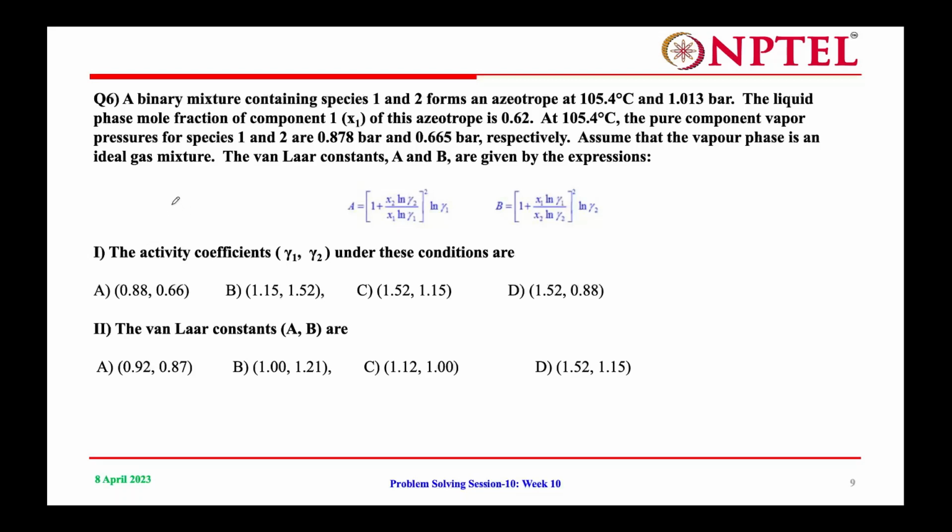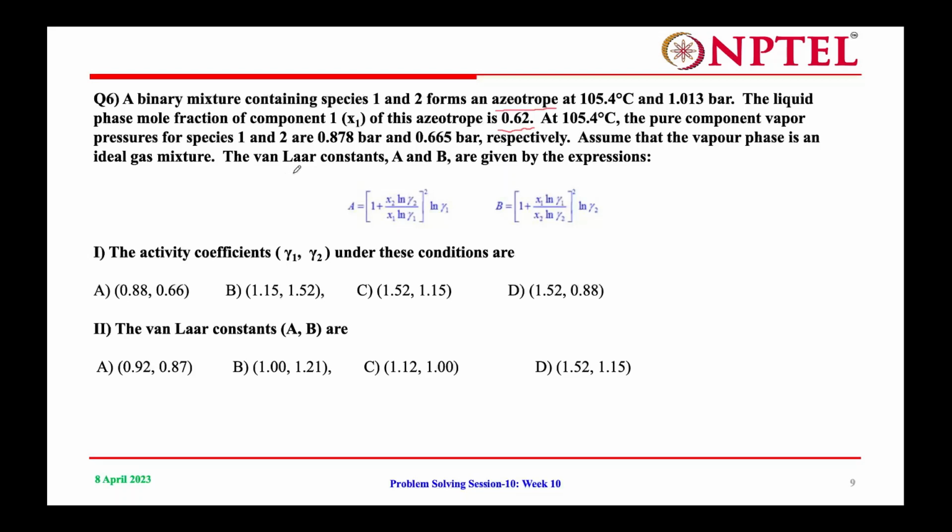Question number 6. A binary mixture containing species 1 and 2 forms an azeotrope at 105.4 degrees Celsius and 1.013 bar. Here it is mentioned the azeotrope means a constant boiling point. The liquid phase mole fraction of component 1, x1, of this azeotrope is 0.62, and at 105.4 degrees Celsius, the pure component vapor pressures of species 1 and 2 are 0.87 bar and 0.665 bar respectively. Assume that the vapor phase is an ideal gas mixture.